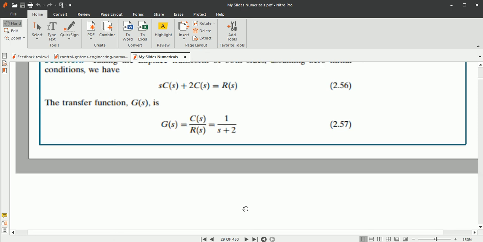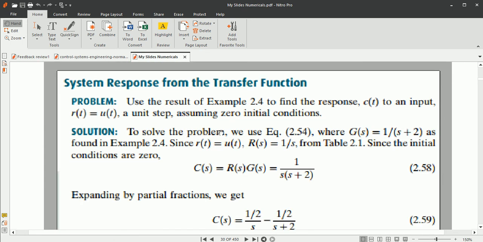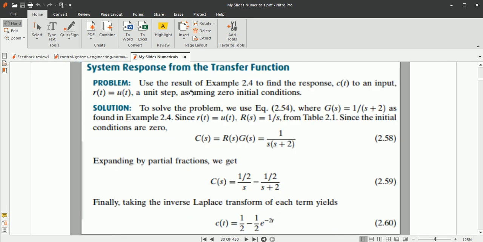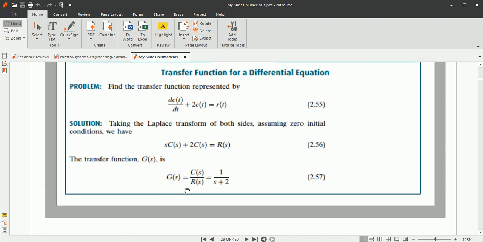Okay. Now another question we go through is, use the result of example 2.4 to find the response c of t to an input r of t. This is the input u of t, a step input, assuming zero initial condition. So we got this transfer function.